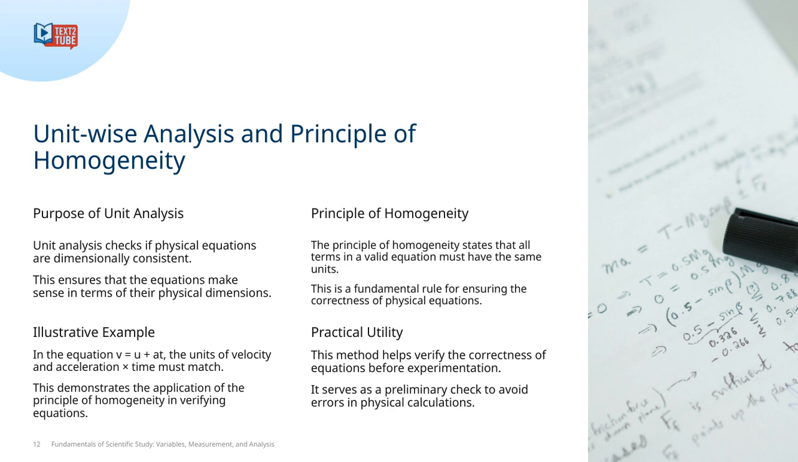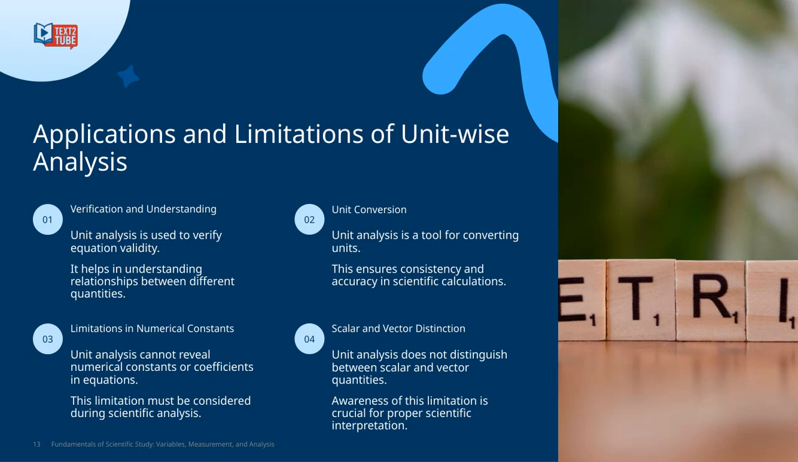Consider the equation v equals u plus at, where v is velocity, u is initial velocity, a is acceleration, and t is time. The units of velocity must match the units of acceleration multiplied by time. If they don't, the equation isn't dimensionally consistent, and that indicates something's off. This illustrates the importance of the principle of homogeneity. By checking units, we ensure our equations are valid and reliable, forming a solid foundation for all our physical calculations and analyses. Now, let's discuss some applications and limitations of unit-wise analysis.